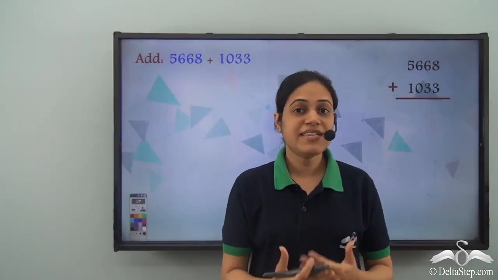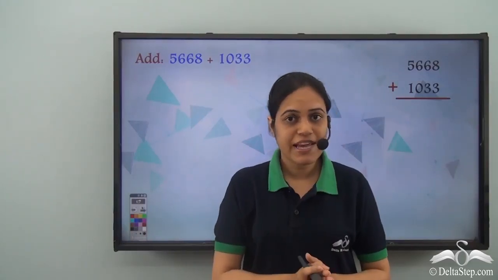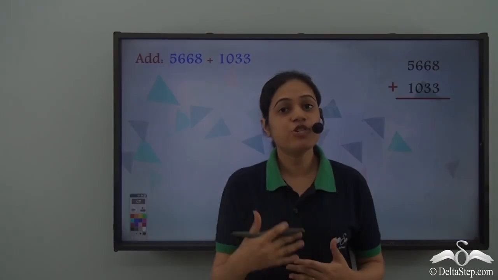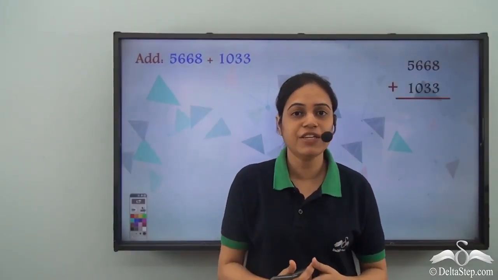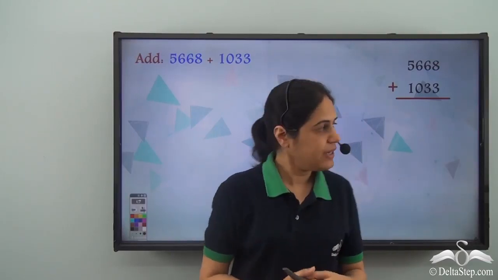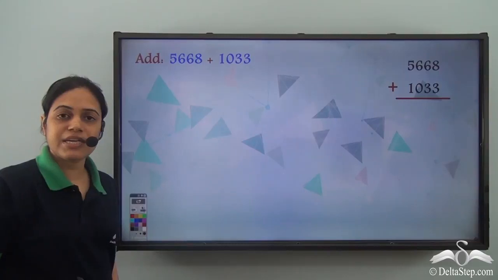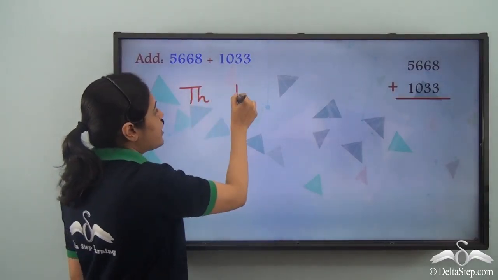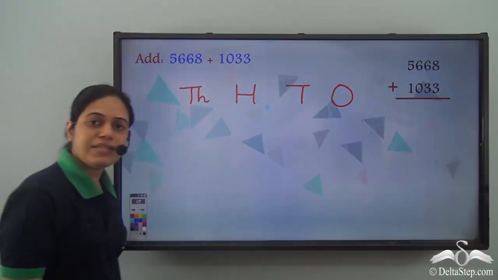Now, what exactly happens when I add the digits? So in this lecture, we will understand the magic of addition. Why do we actually follow the steps which we perform while adding two numbers? So let us see. This number is 5668. So there is a thousands place, a hundreds place, tens place, and ones place.